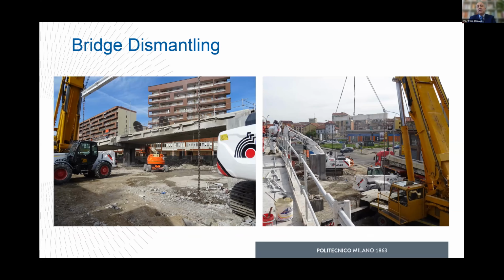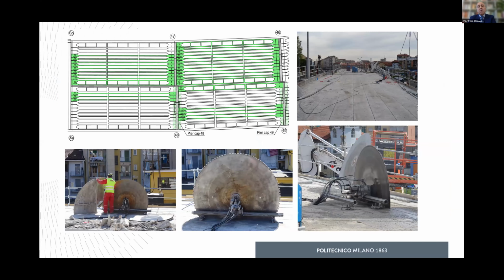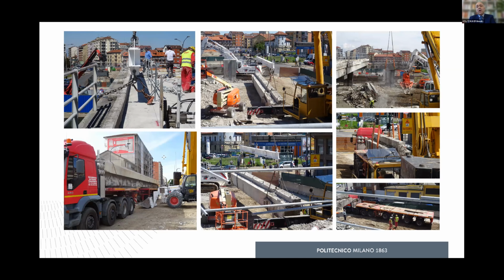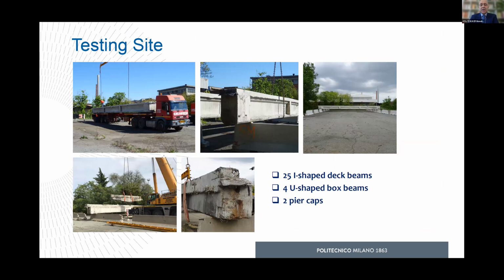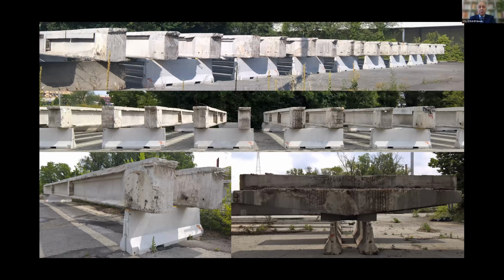The viaduct was dismantled in 2019, and contextually a total of 29 deck beams and 2 pier caps were collected from the deconstruction of 2 adjacent bridge spans by cutting the structural members and then moving these members by truck to a testing site managed by Politecnico di Torino, where the beams were placed on New Jersey supporting members. Now, these structural members exhibit severe deterioration, mainly due to corrosion localized on both lateral box beams and particularly on the pier caps.